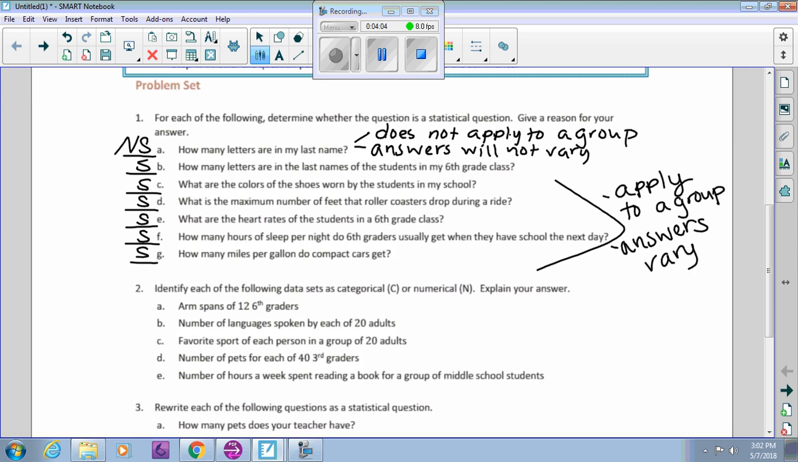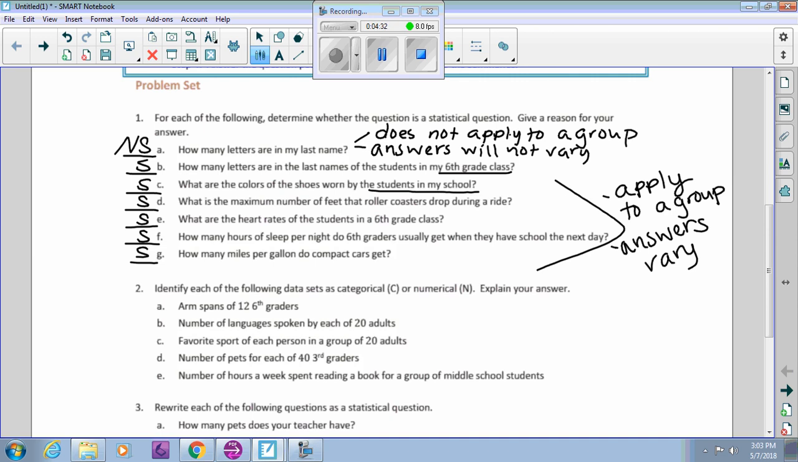Okay, so the second one here, B, it says how many letters are in the last names of the students in my 6th grade class. So that's going to be different for everyone. It's a whole group of kids in a 6th grade class. C says, what are the colors of the shoes worn by the students in my school? Well, there's going to be some variety there, some variability. And again, the group that they're asking is students in the school. So that makes it statistical.